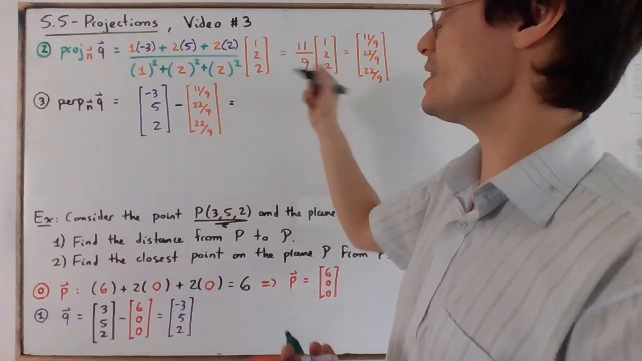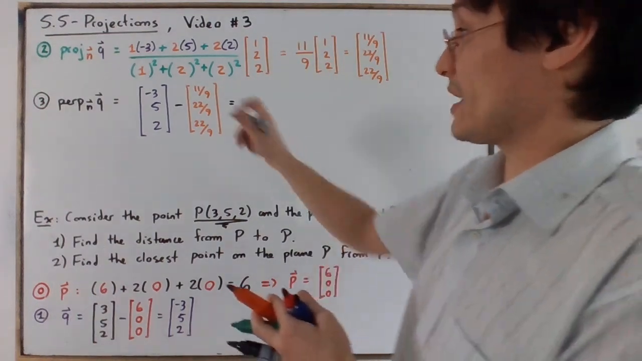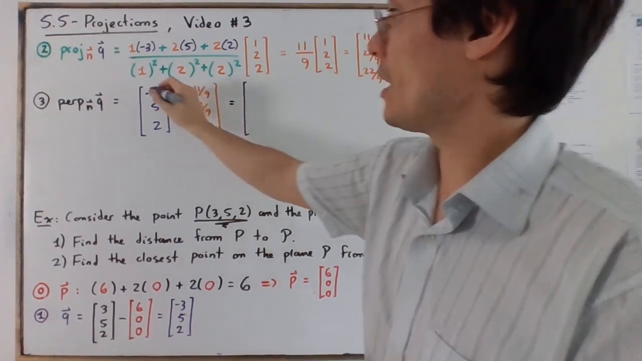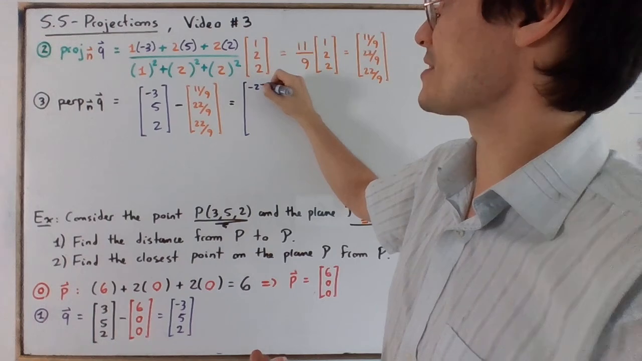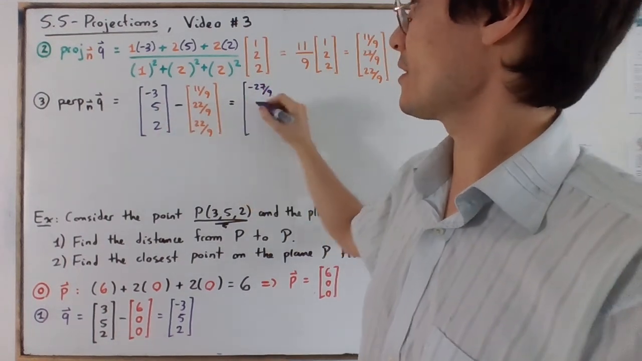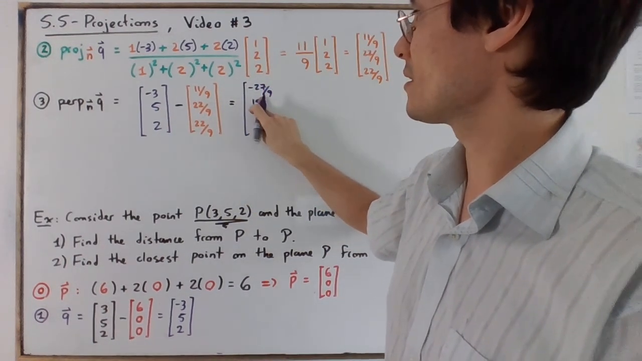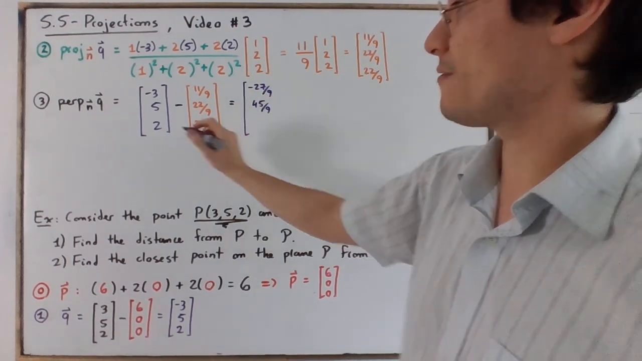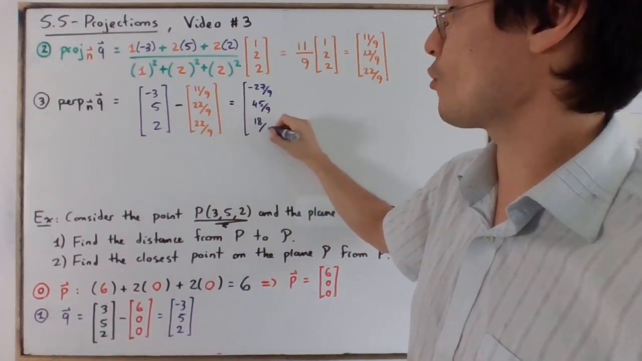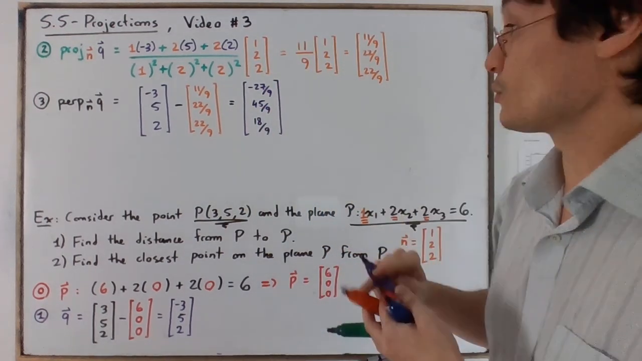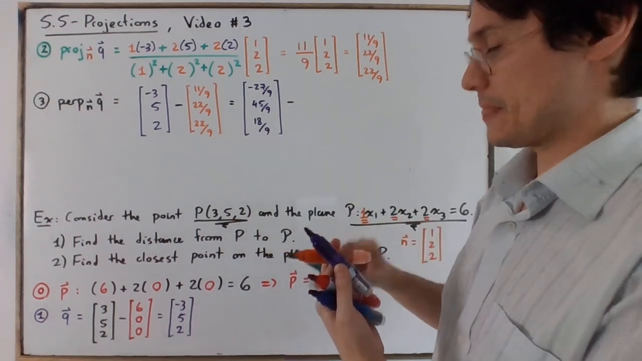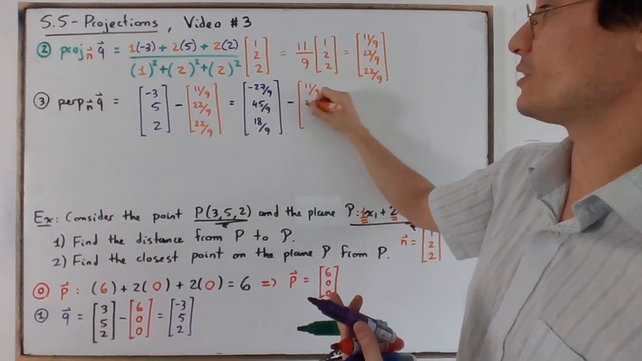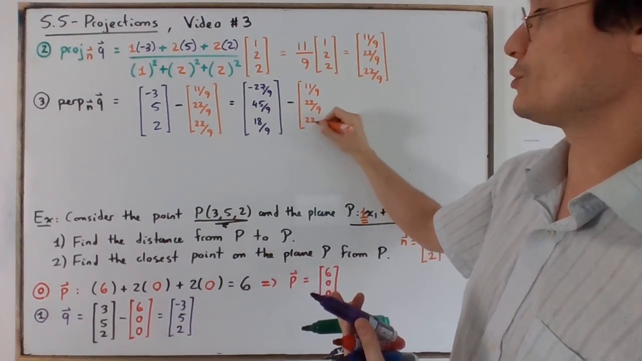Unfortunately, we're stuck being careful because we have funky denominators. So here 9 times 3 is 27, so negative 27 over 9. Here, 5 times 9 is 45, so 45 over 9. And finally, here we have 18 over 9. So we put that on the common denominator and we subtract the projection vector that we have over here: 11 over 9, 22 over 9, and 22 over 9.